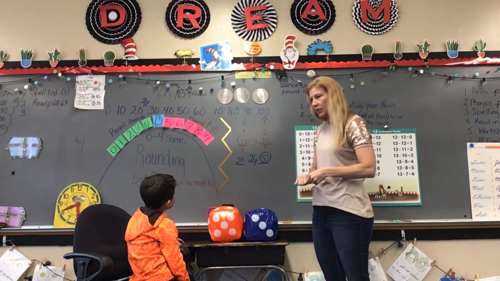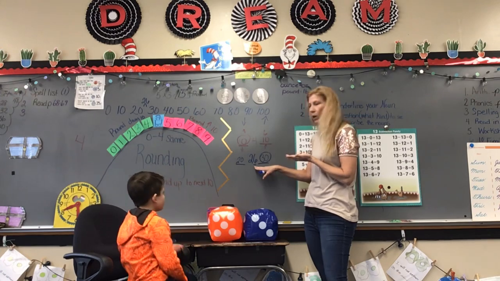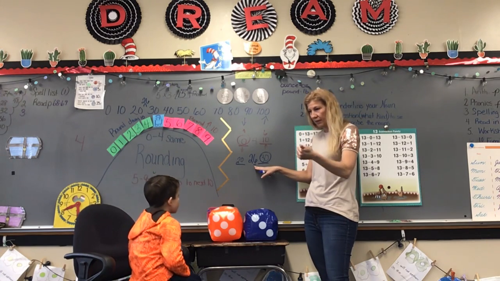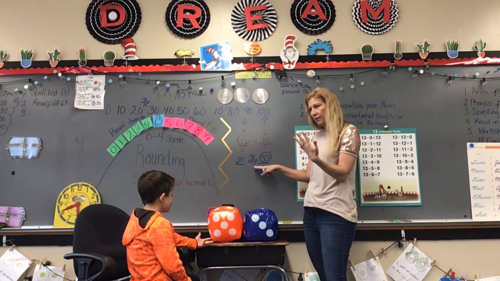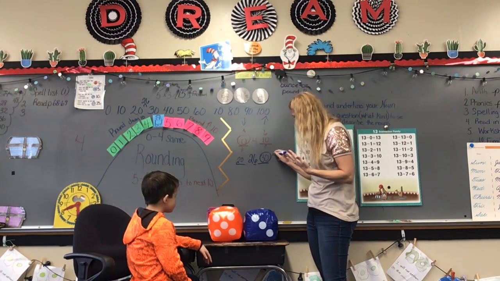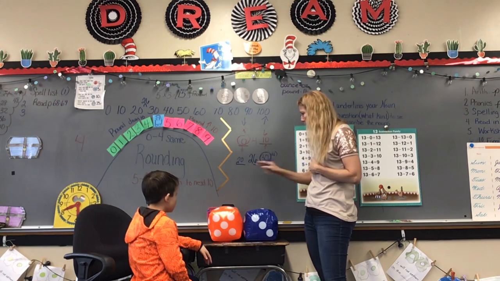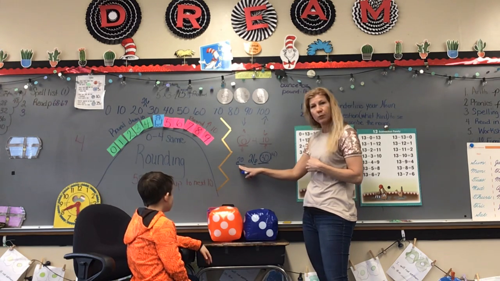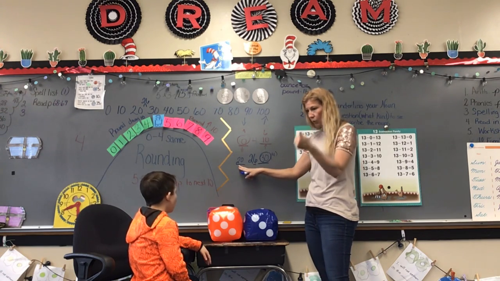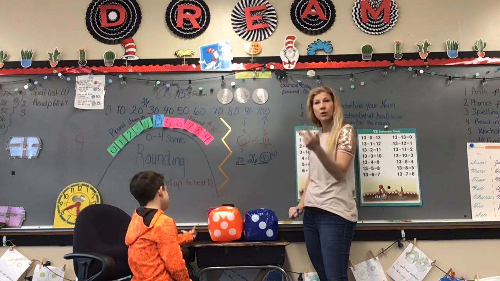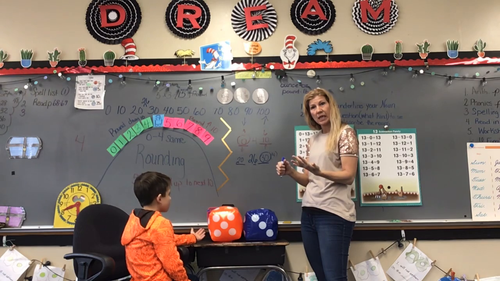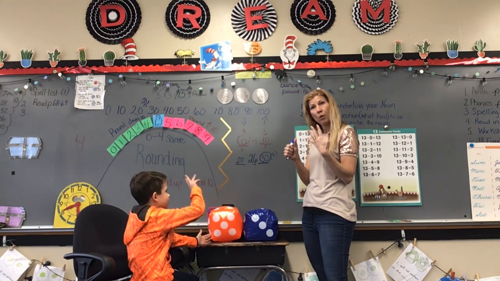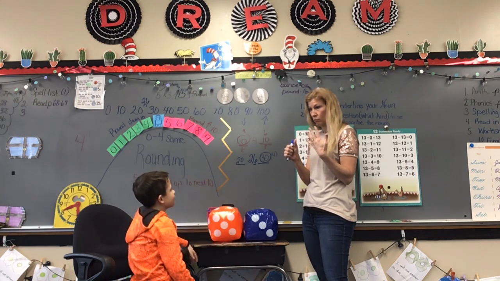Well, let's see how close it is. Count with me. 26, 27, 28, 29, 30. How far away was it from 30? It was 4 away. Let's see how far 26 is from 20. 21, 22, 23, 24, 25, 26. It was how many away from 20?